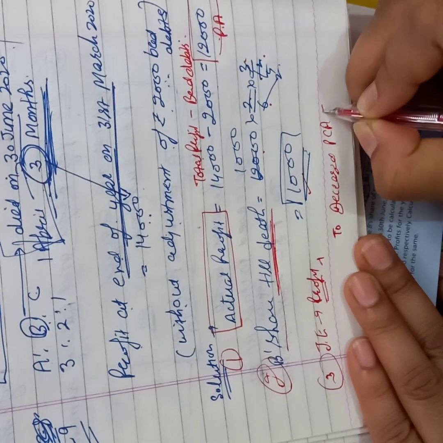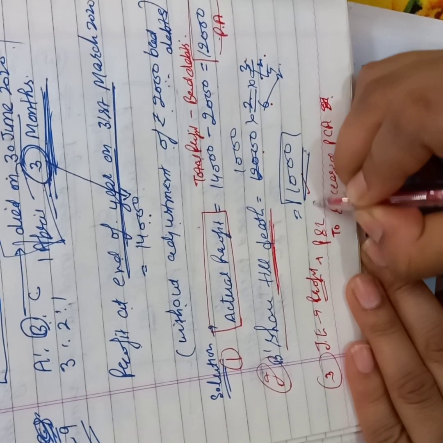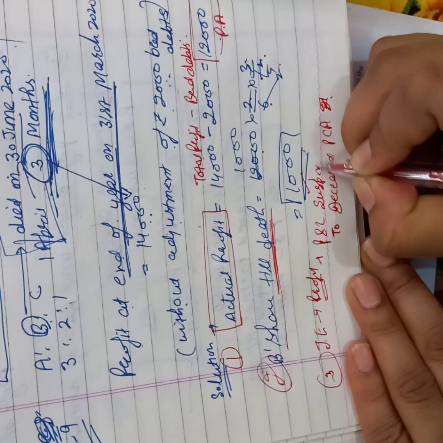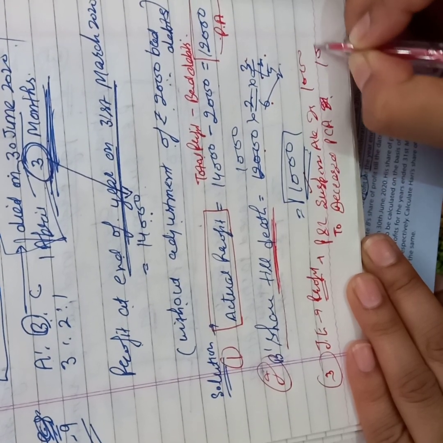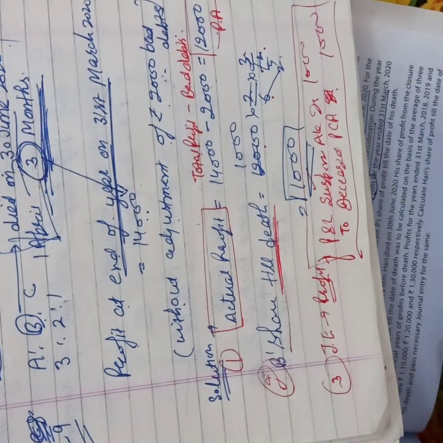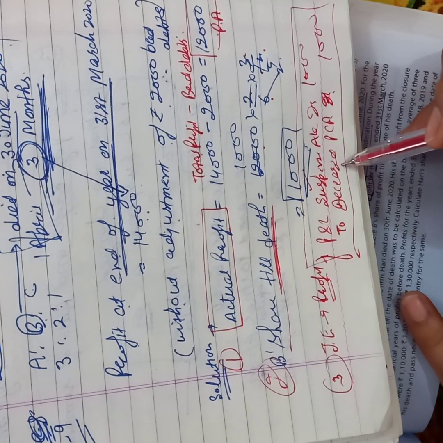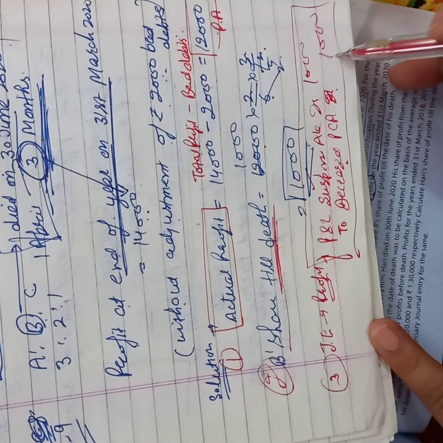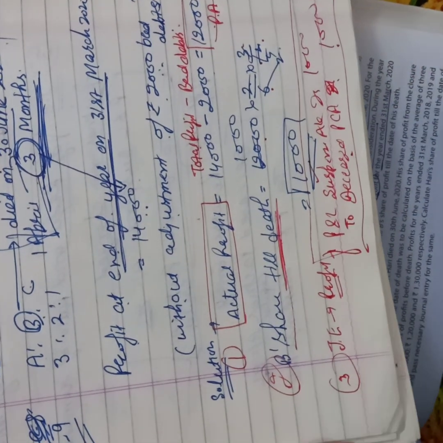The partner capital account will be credited, and the profit and loss suspense account will be debited with the amount 1,000. So this will be the journal entry in case of profit, and there is no change in the profit sharing ratio of the remaining partners. The remaining partners' capital accounts will be credited with the amount of profit, and the profit and loss suspense account will be debited.